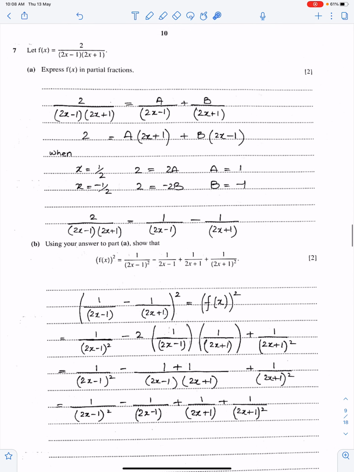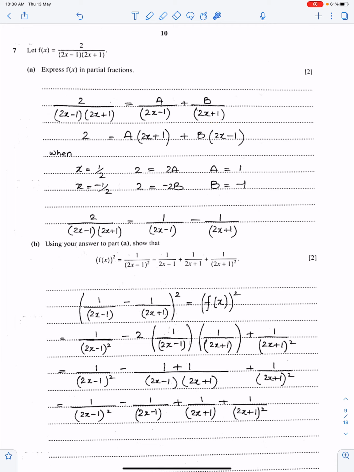Question number 7. This is f of x. Express f of x in partial fractions. This is so simple. Both the factors are linear. And we have two factors, so we have to split this fraction into two fractions. And since both the factors are linear, we must have constants in the numerator.